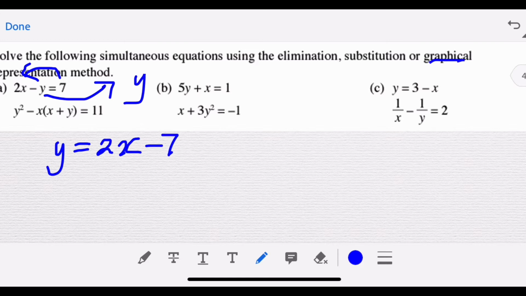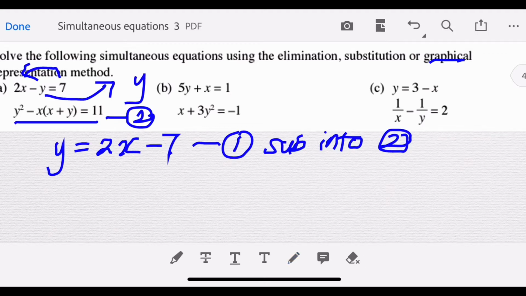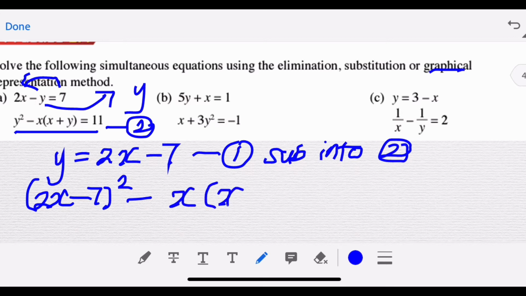I will label this one as number one, and this is number two. I'm going to substitute 1 into 2. Observing number 2, when I see y, I will substitute 2x minus 7 and square it. When I see x, I just copy. So when I see y, I will write 2x minus 7 equal to 11.